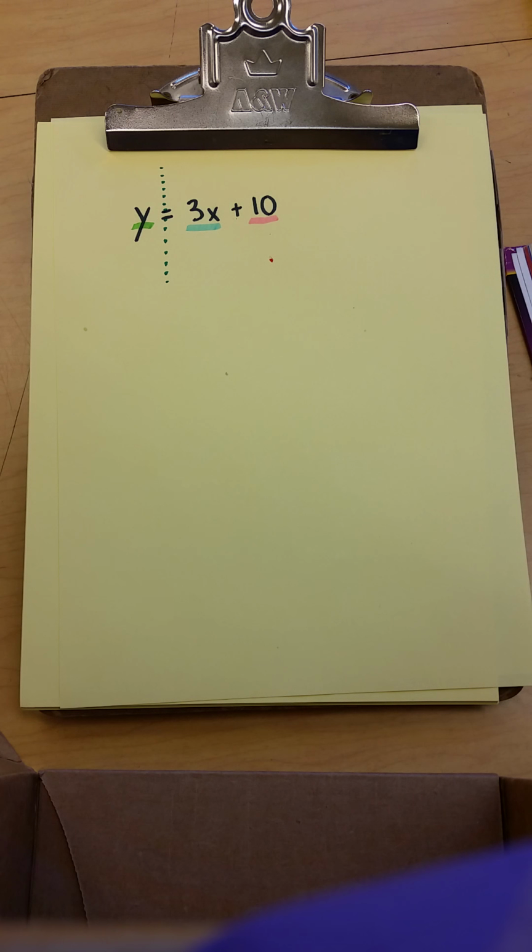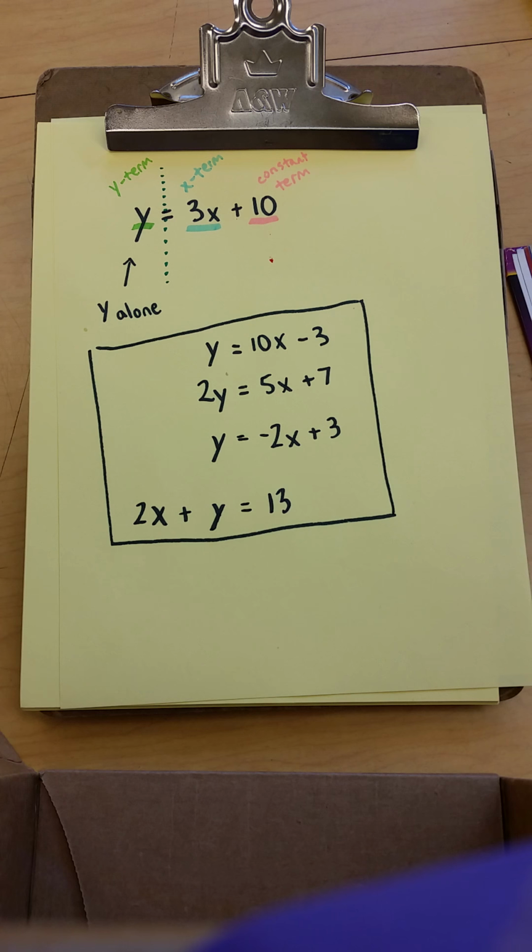Another thing to notice is that the y doesn't have a coefficient, or another way to say that is the y is all alone. Also observe that the x term comes before the constant term. This is a very famous and very special way to write an equation. Which of these equations are written in the same form?